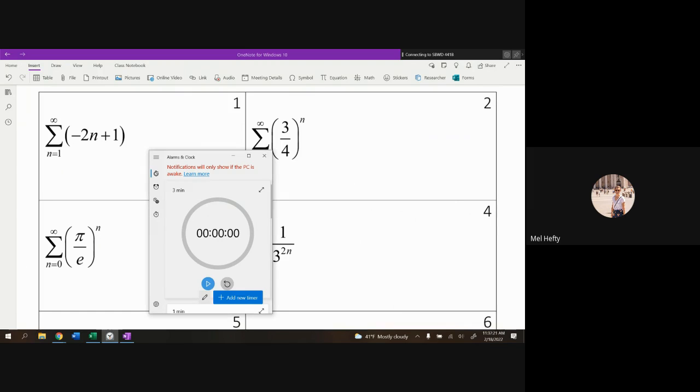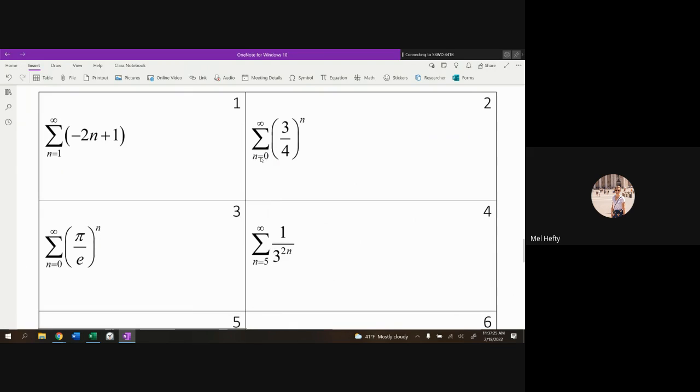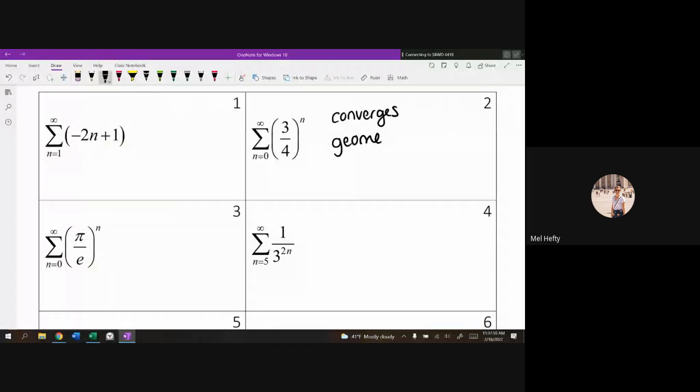Alright, does anyone feel confident about any of these? Did you see a geometric one that we can actually prove? What are you thinking? Okay, is this one of our geometric ones? Yeah, this guy's geometric. What's that 3/4 that Michael was talking about?